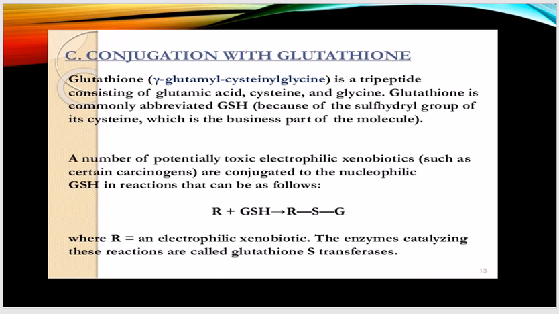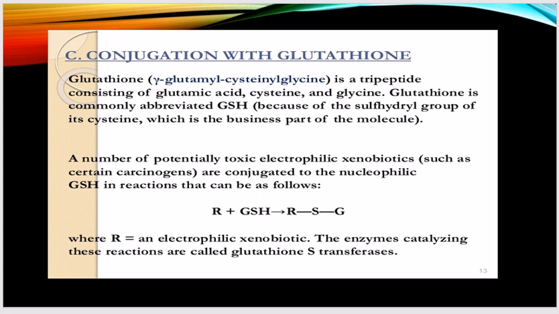The third reaction is the conjugation with glutathione. Glutathione is a tripeptide. It is also known as gamma glutamyl cysteinyl glycine. It consists of glutamic acid, cysteine and glycine. Glutathione is commonly abbreviated as GSH, the reason being the sulfhydryl group of cysteine, which is the business part of this molecule.